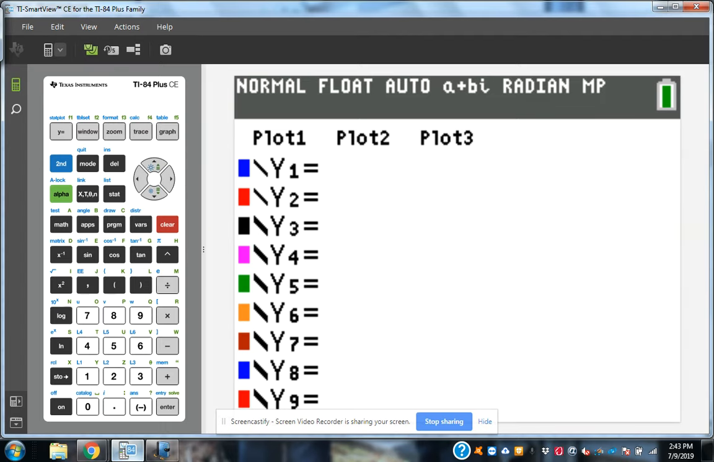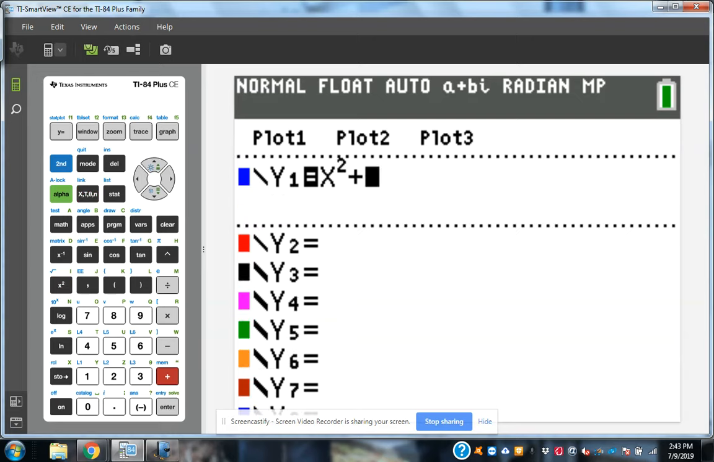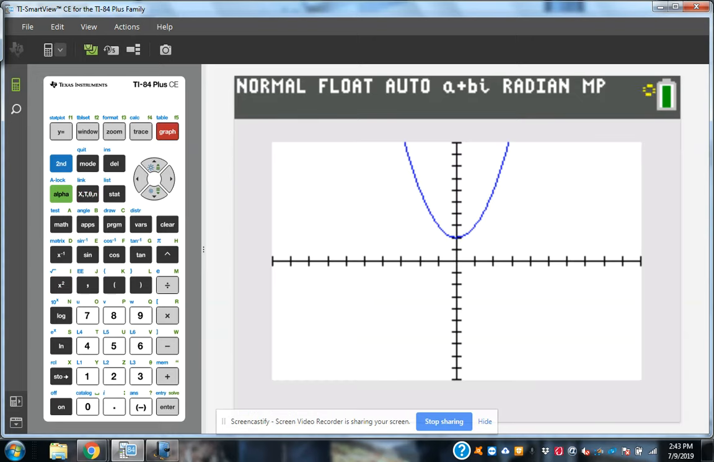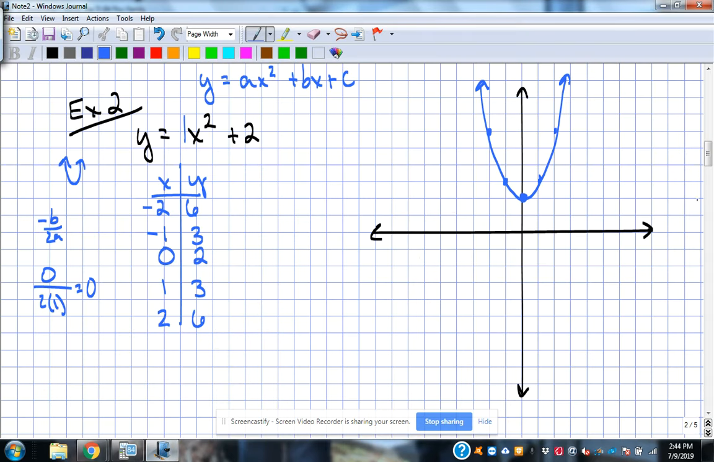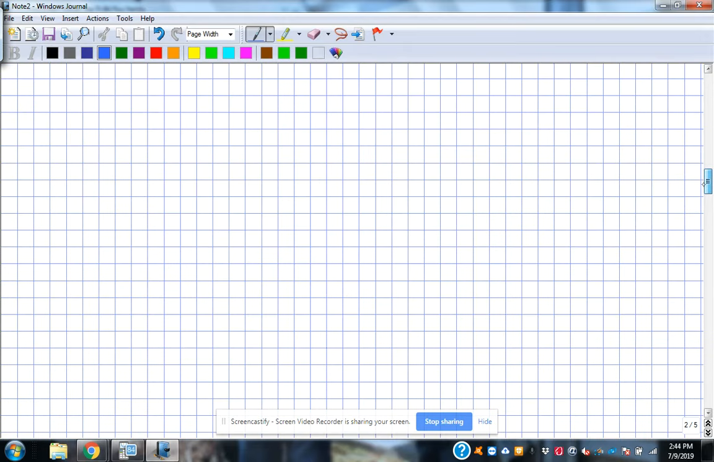Graphing calculator, you do the same thing. You'd hit X right here beside the green alpha button. The squared button is right here, just diagonally up from 7, plus 2, and then hit graph. And there we see the parabola that we're looking for. Okay. Pretty easy idea there.